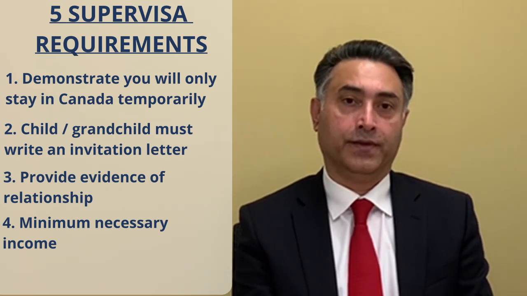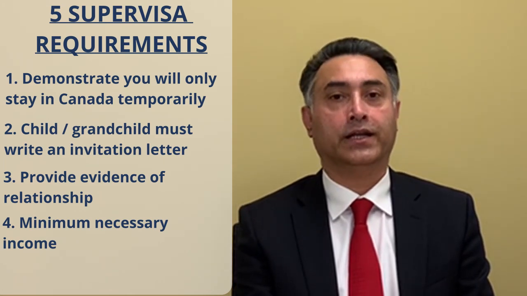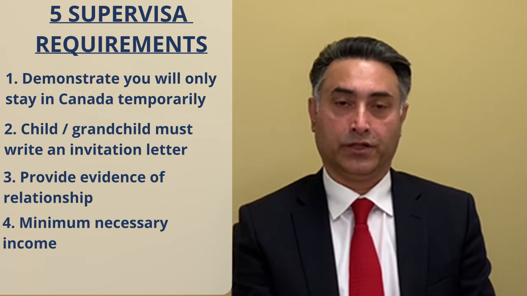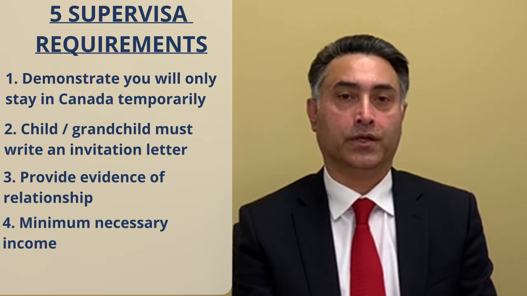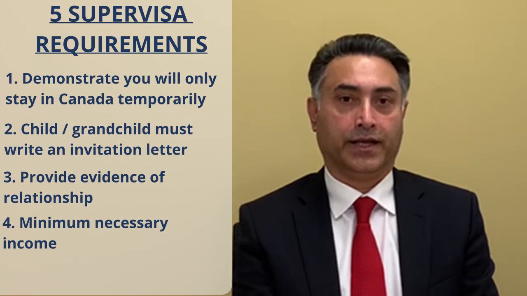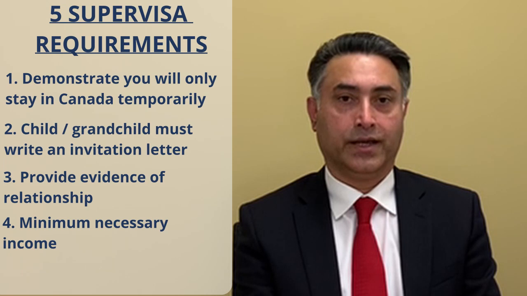Now, here we have discussed your parents. From the child's point of view, the child has to produce evidence of the relationship. The child has to produce an invitation letter. The child has to produce a minimum necessary income explanation for the parents and all the documents to show that you meet that requirement.